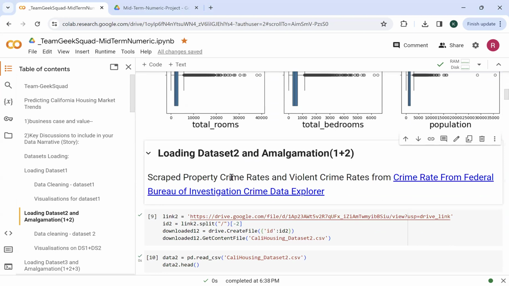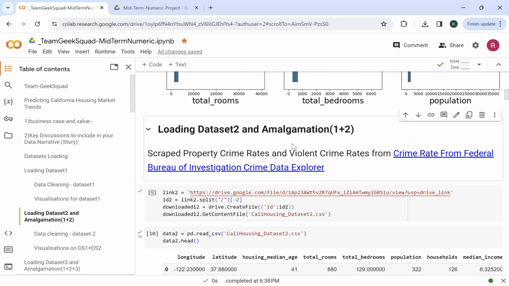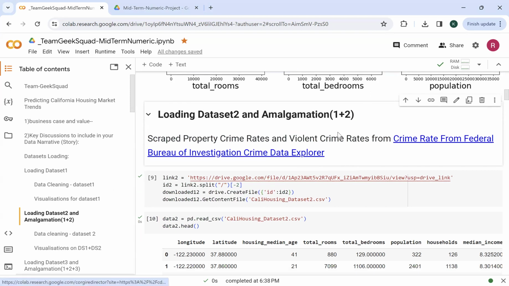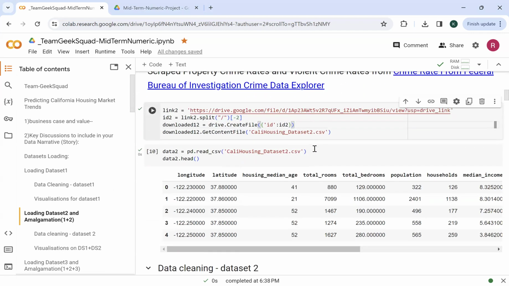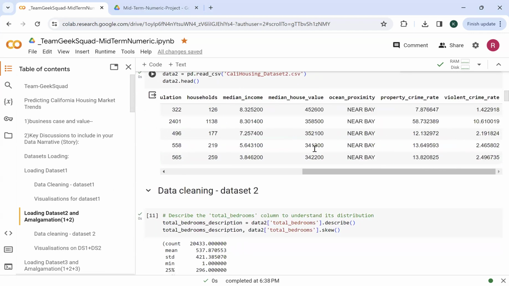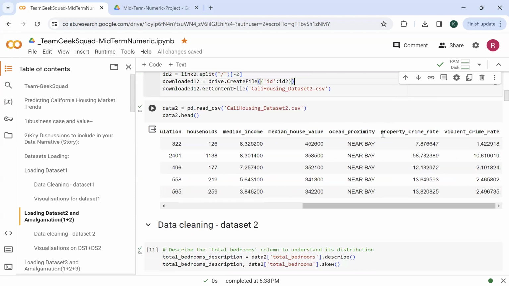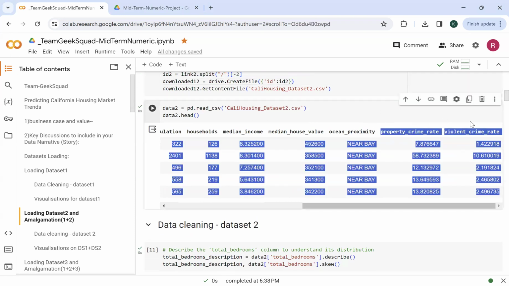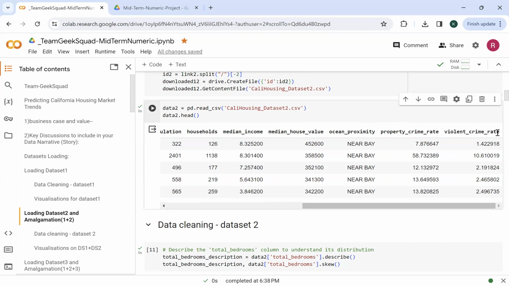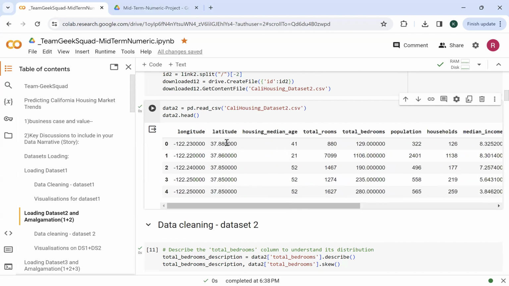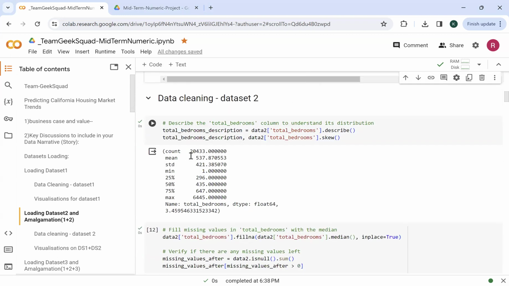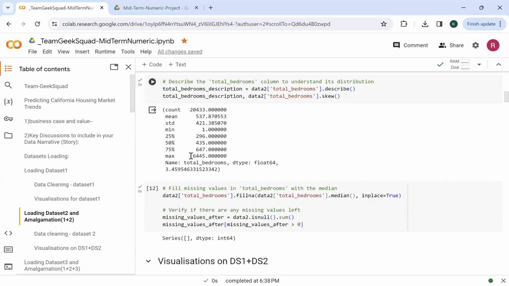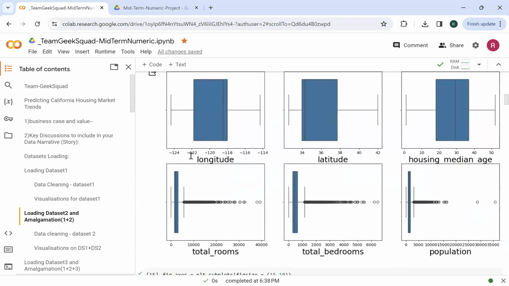Coming to the second dataset, we have scraped a dataset which has very important features such as crime rates, violent crime rates, and property crime rates. It is also uploaded in the shared drive. We have amalgamated it with the first basic dataset, so these two are the extra features we brought in by scraping. For dataset two, we performed the same data cleaning steps and visualizations on it.